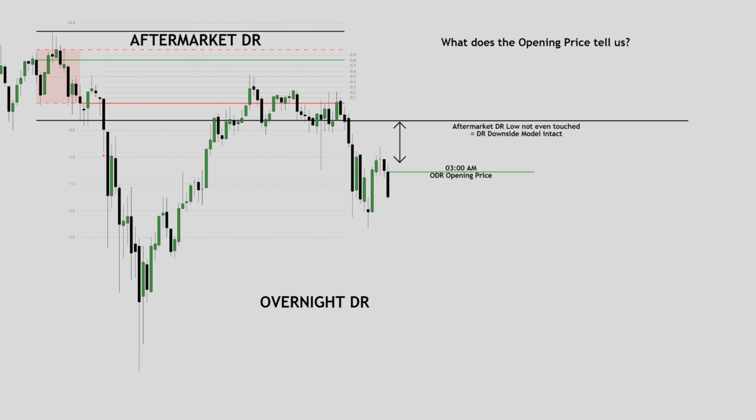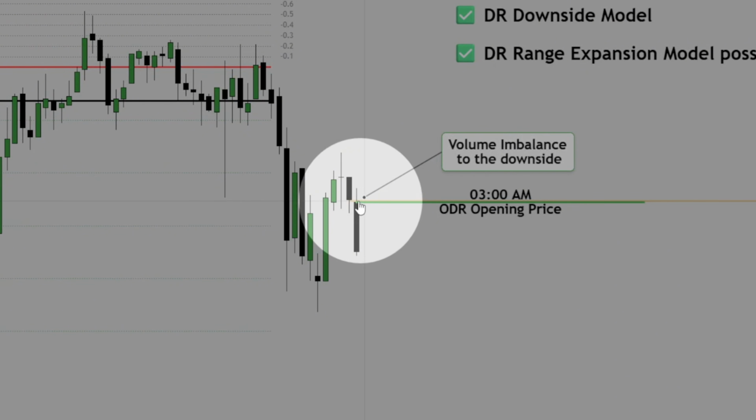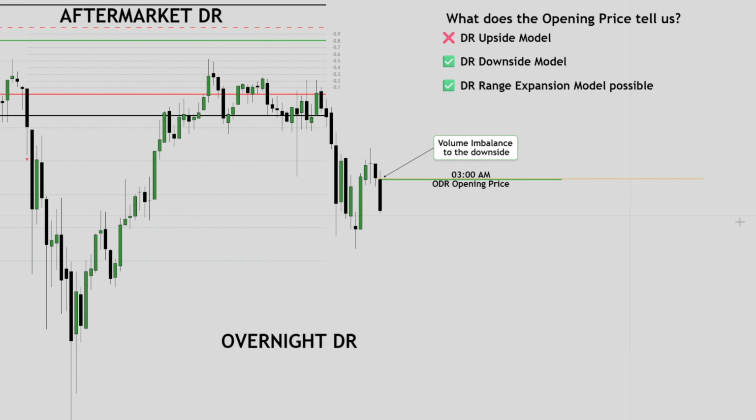There's a visible gap between the aftermarket DR session and the opening of the overnight session. Since the ODR opened below the aftermarket, we can already exclude a DR upside model. That leaves us with a downside model intact and a possible range expansion model, though the box hasn't fully formed yet. Another detail, small but powerful, the opening candle created a volume imbalance to the downside. That's a sign of weakness right at the start.